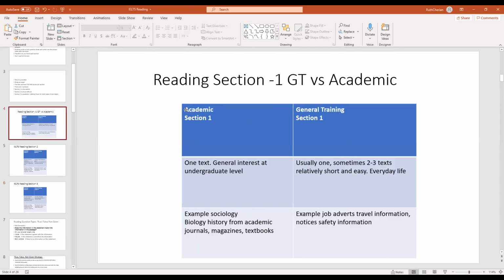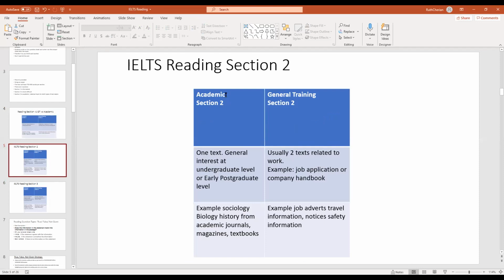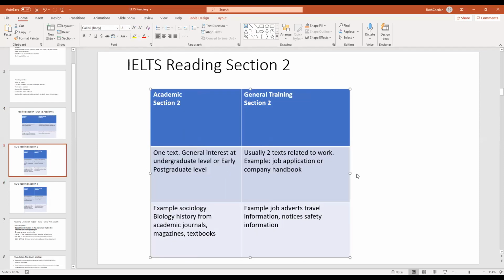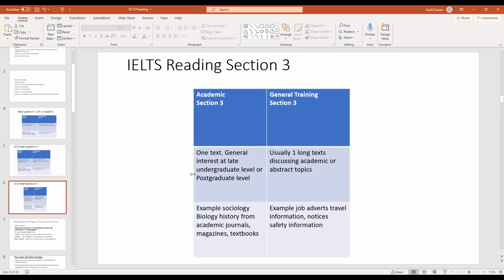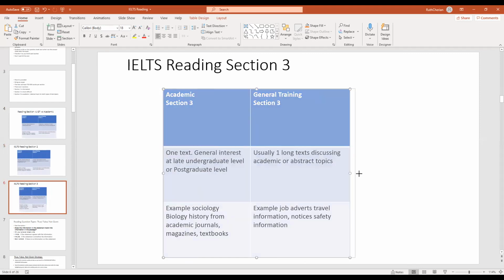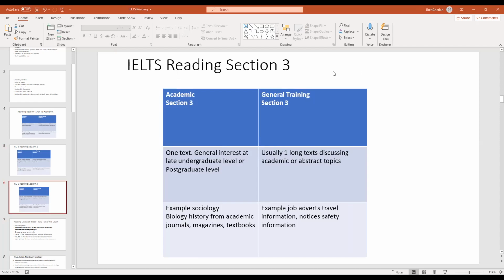Yeah. So this is the comparison between academic reading section 1 versus general training section 1. Okay, so this is the difference. If you're looking at GT, this is your only job. And this is your section 2. This is the difference between academic reading section 2 and section 1. And this is your section 3. Clear? Better? So can we move on?